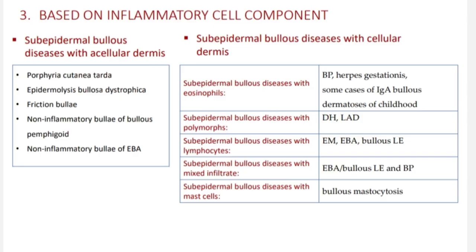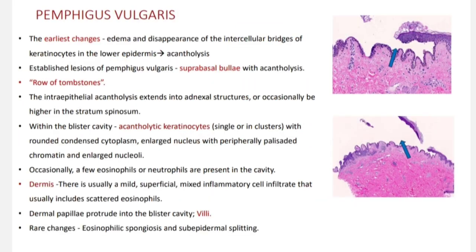So coming to the disease proper, first intraepidermal blistering disorders. First is pemphigus vulgaris. The earliest change in pemphigus vulgaris is edema and disappearance of the intercellular bridges of keratinocytes in the lower epidermis, leading to acantholysis. The established lesions of pemphigus vulgaris show suprabasal bullae with acantholysis.